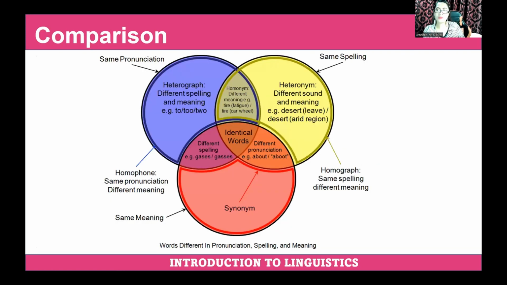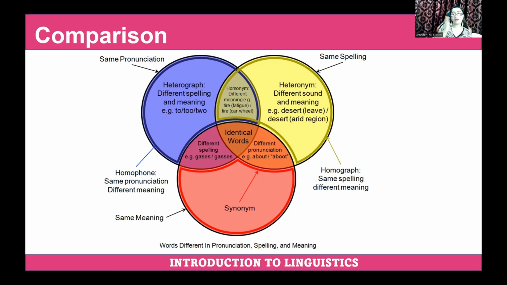So, yun. Tapos meron ako ditong comparison ng ilan sa mga common types of semantic or lexical relationships. Tingnan nyo sa Venn diagram. Heterograph, different spelling and meaning. Example po natin ay two, too, and to. Homonym, different meaning. Example, tire, which means fatigue. Tire, which means a car wheel. Heteronym, different sound and meaning. Example, desert, a desert, which means an arid region.